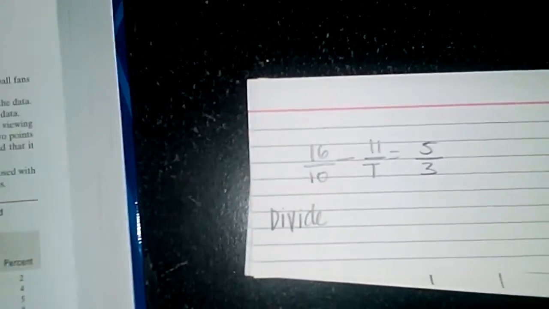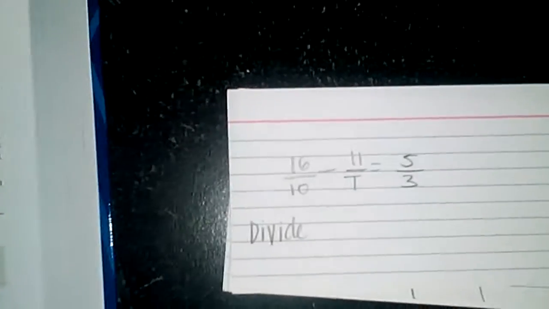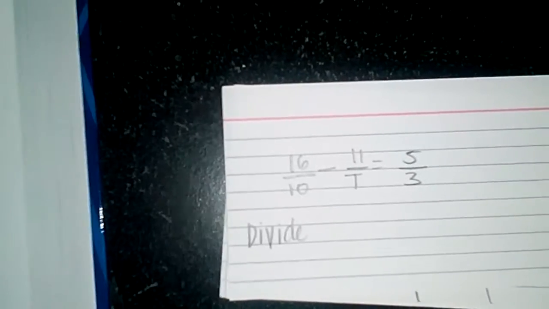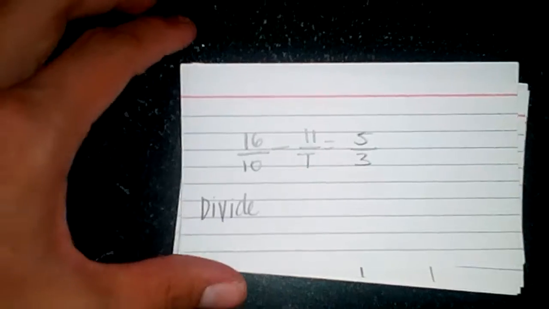So this is how we rearrange the order. It's 16% over 10, which is 2010, minus 11% over 7, which is 2007. Once we subtract, we get 5 over 3. Now, divide. That's the third step. Once we divide, we should get 1.67, rounded to the nearest hundredth.